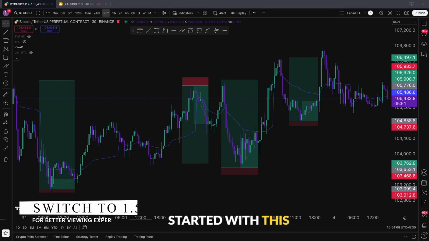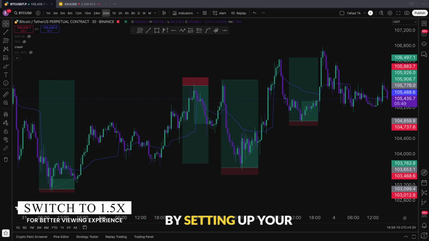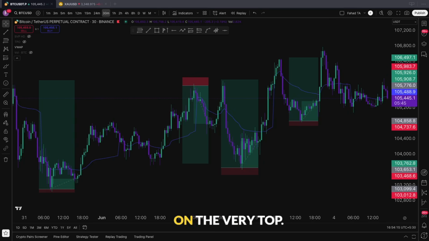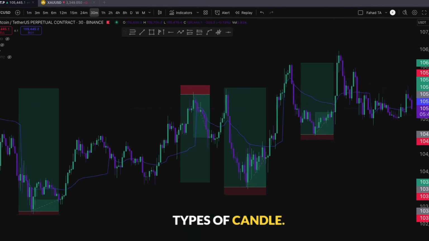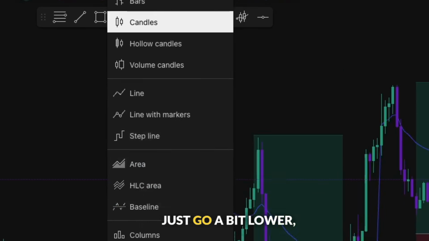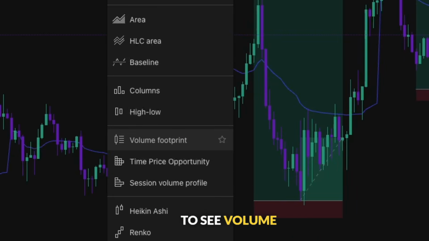So let's get started with this particular video, and let me start by setting up your footprint charts. This is how you turn it on. On the very top you see the option where you select different types of candle. You just select there, and if you go a bit lower you will be able to see volume footprints.